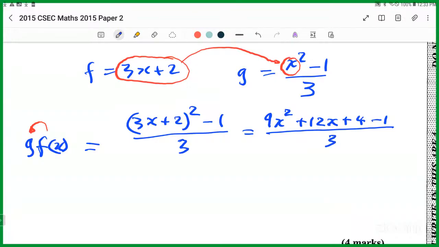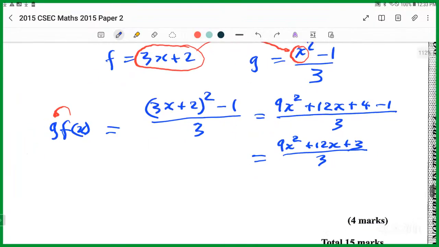So this then becomes equal to 9x squared, plus 12x, and plus 3. That's all being divided by this 3. You can divide each term by 3, so you can simplify.